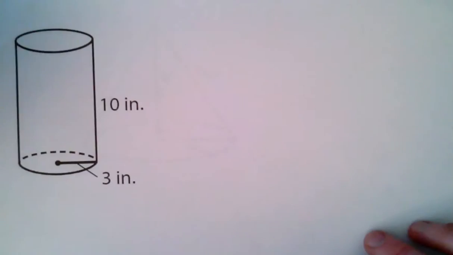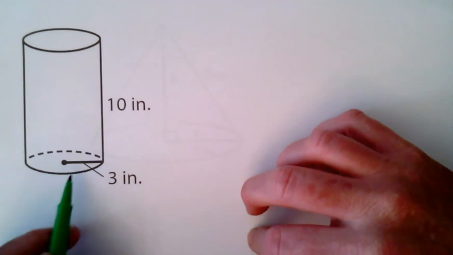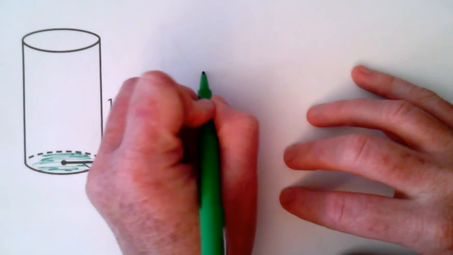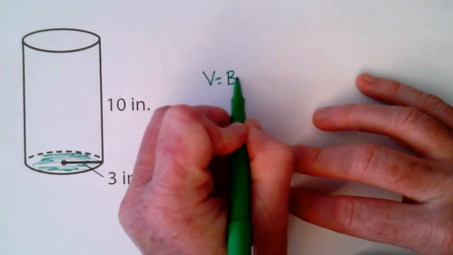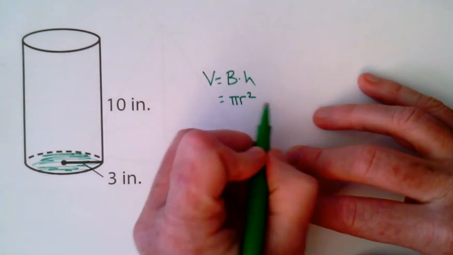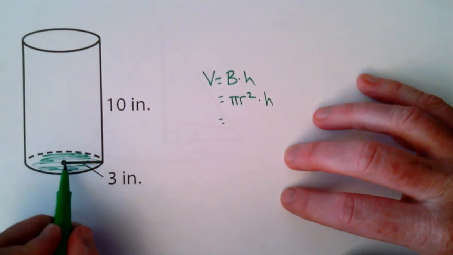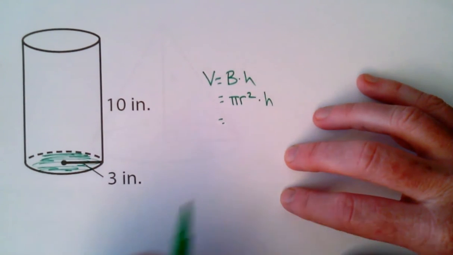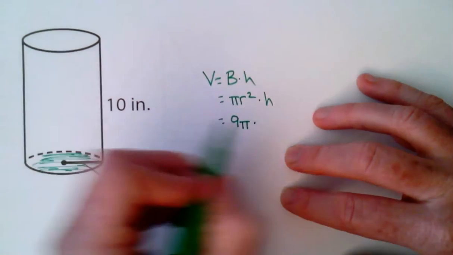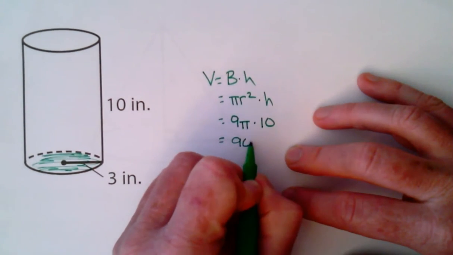Okay. Let's take a look at the next. We want to find the volume of the cylinder. So we're going to find the area of the base times the height. The area of the base is pi r squared, and then we're going to multiply it by the height. Let's see here. My radius is 3, so 3 squared is 9. And we still have times pi times the height. 9 times pi times 10. I can multiply the 9 and the 10 and I get 90 times pi.